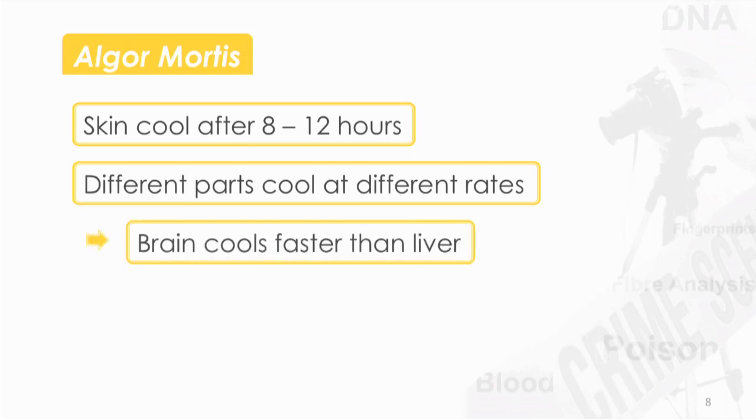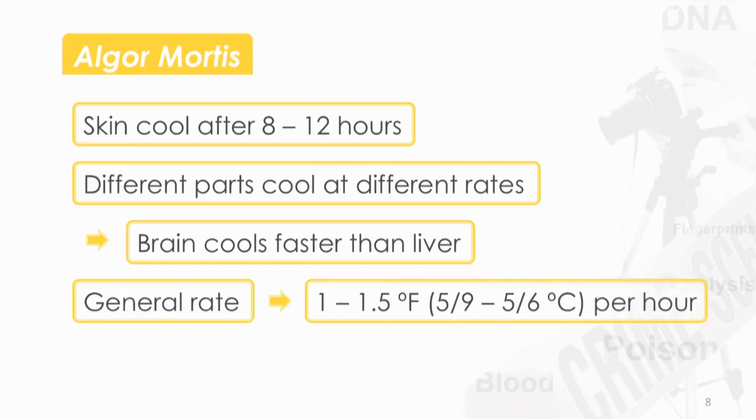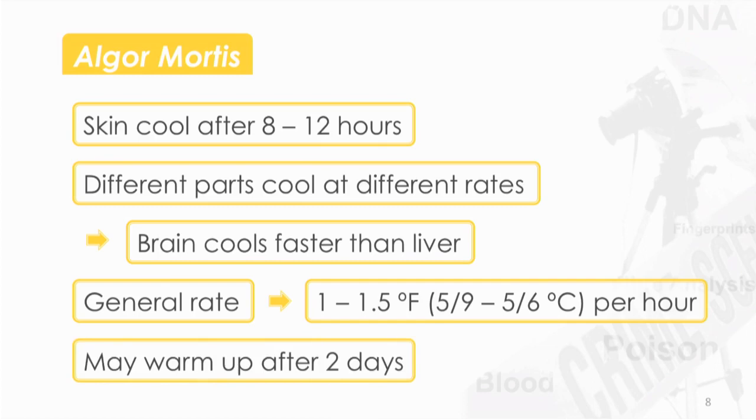Well, all things being considered, if we assume it's an average normal set of circumstances, then we can come up with a general rule that the body will cool down at a rate of about 1 to 1.5 degrees Fahrenheit per hour. And this will continue until the temperature of the body gets down to ambient temperature, and then obviously it will stop cooling down. In fact, it may even start to warm up, because after a few days, the heat generated by the process of putrefaction may actually cause the temperature to start increasing again. We'll talk about putrefaction in a short time.